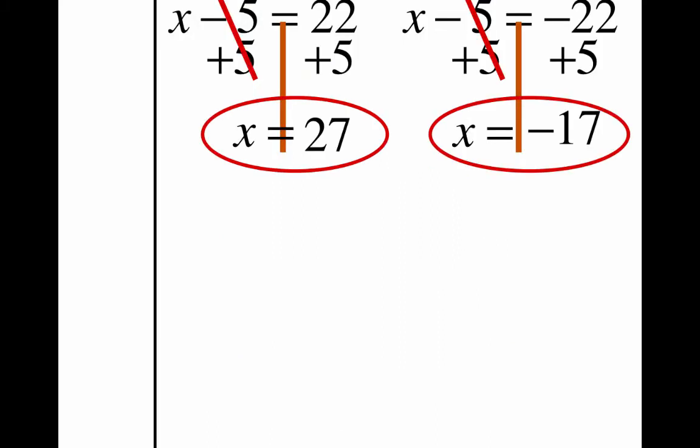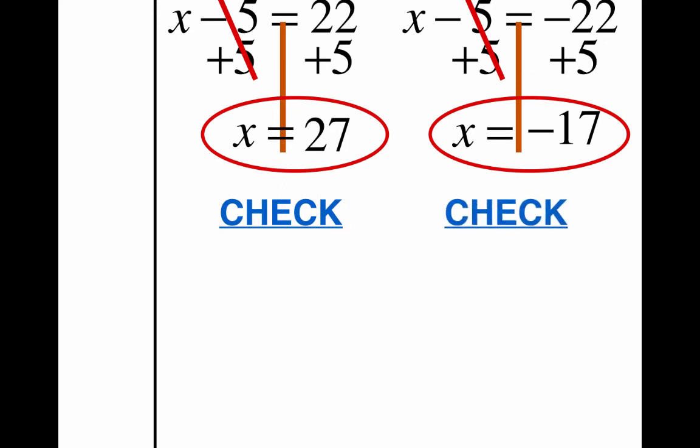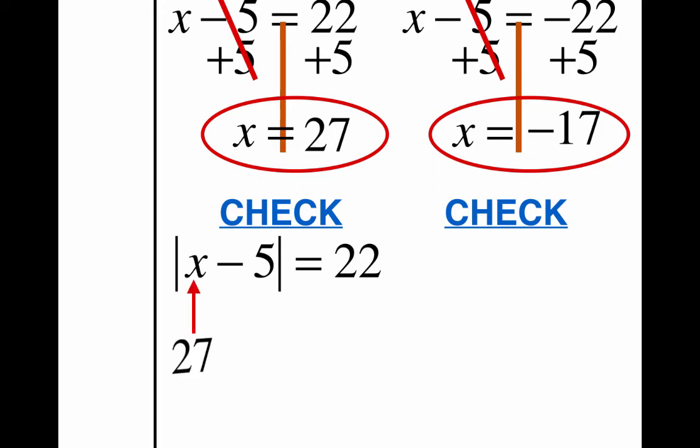And even to take this a little bit farther, let's check our answers and see if we're actually right. We have two checks to do, one for 27 and one for -17. Now we're going to check it on the original problem, which was absolute value x minus 5 equals 22. Now what's x? Well, we think it's 27, so we're going to do 27, take away 5.